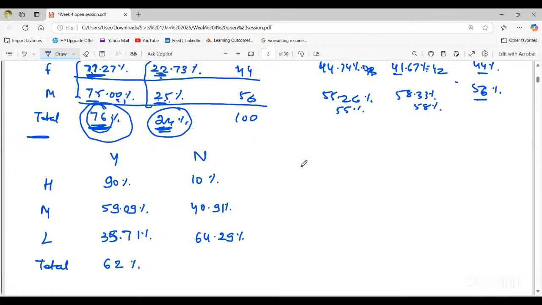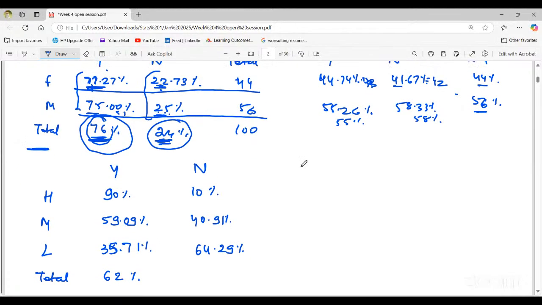Just don't look at it like that. Just don't calculate the difference. Just observe it. See, this is like 44, 41, so it's around 44 only, right? If it would have been like 39, or if this would be like 50, then there is a difference, right?